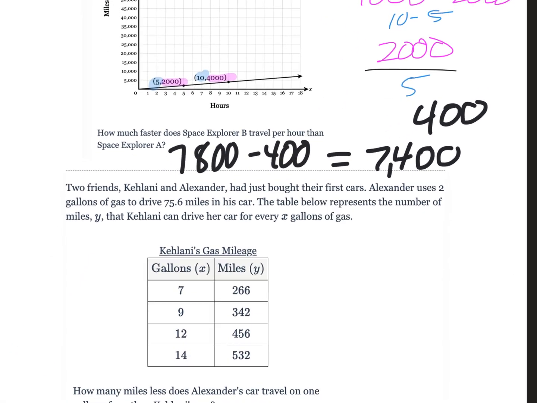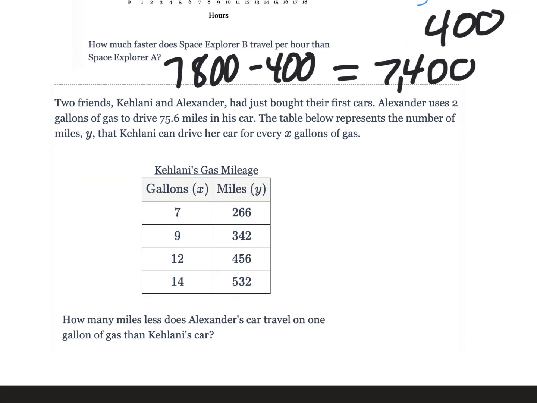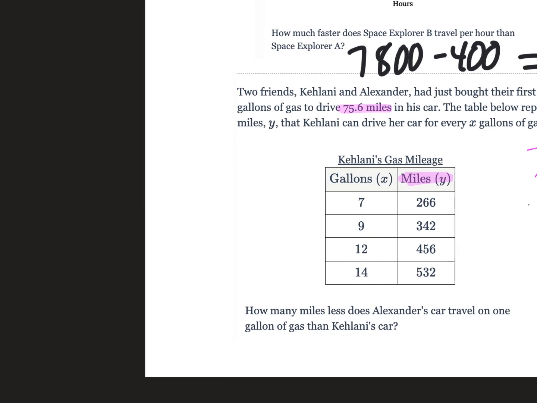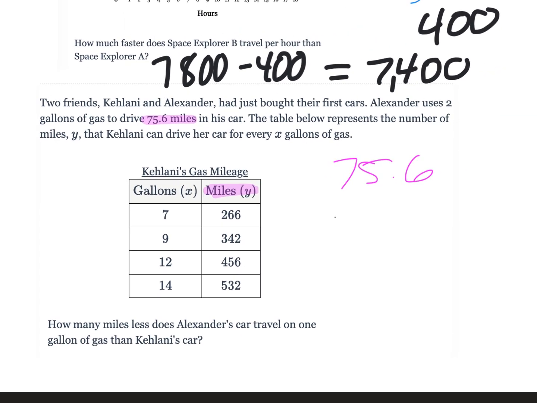Last one for comparing slopes. First it says Alexander uses 2 gallons of gas to drive 75.6 miles. So his is in writing. So I'm going to look down here and see that the problem tells me that miles is my Y value. So that means that your Y goes on top when you're doing slope, right? So that means that 75.6 goes in the numerator, for me to figure out his rate of change. And then the 2 is going to go in the denominator because 2 gallons is my X.